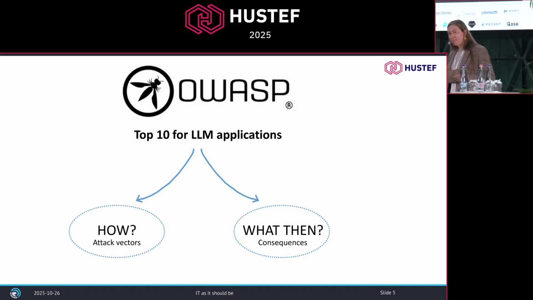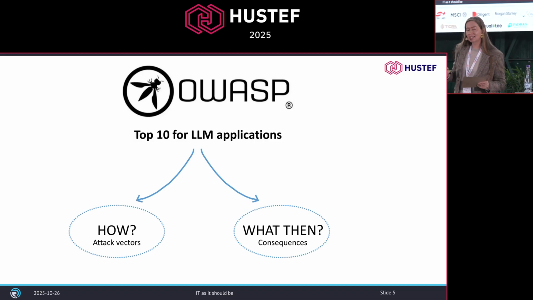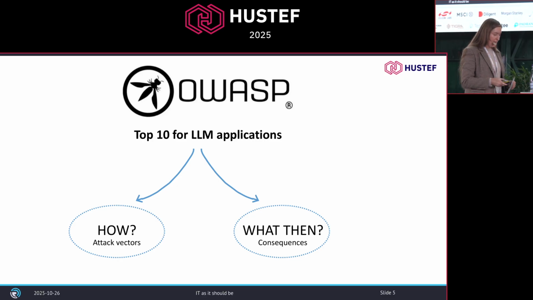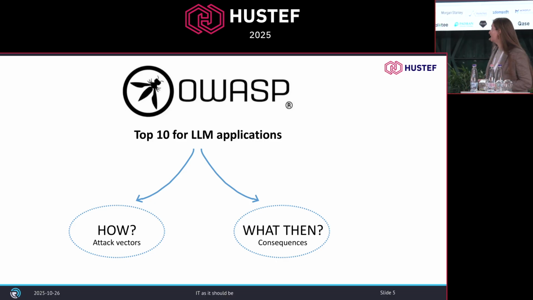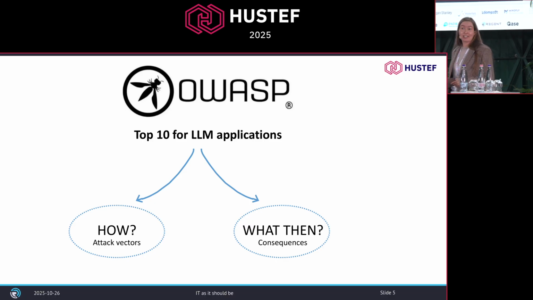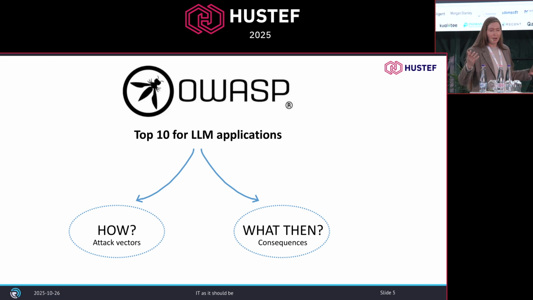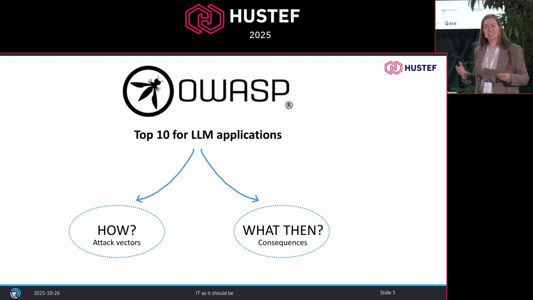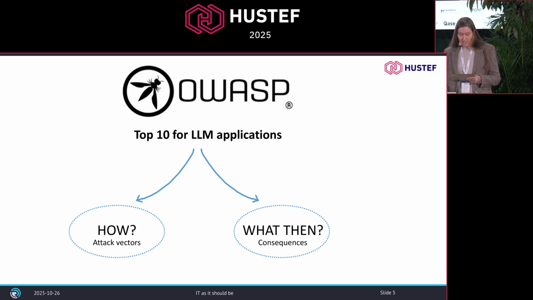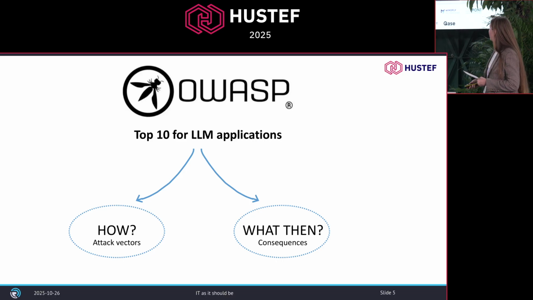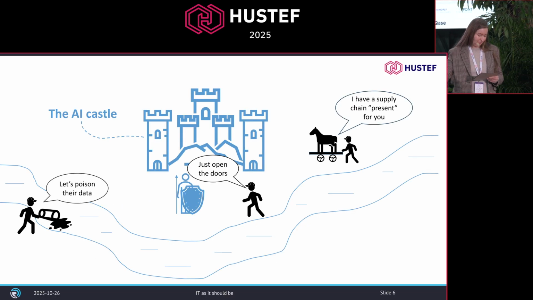It's quite hard to remember all the points in this top 10 list, but I prefer to divide them into two groups. The first one is the possible attack vectors, or basically how attackers could harm your AI integrations. And the second bucket is what then? What happens? Why do we care? What happens if they succeed? And let's start with the attack vectors.